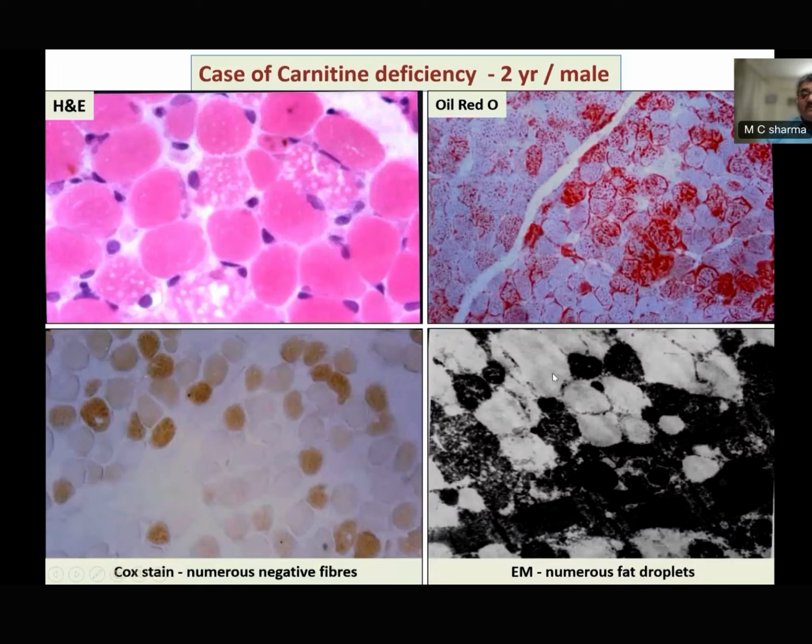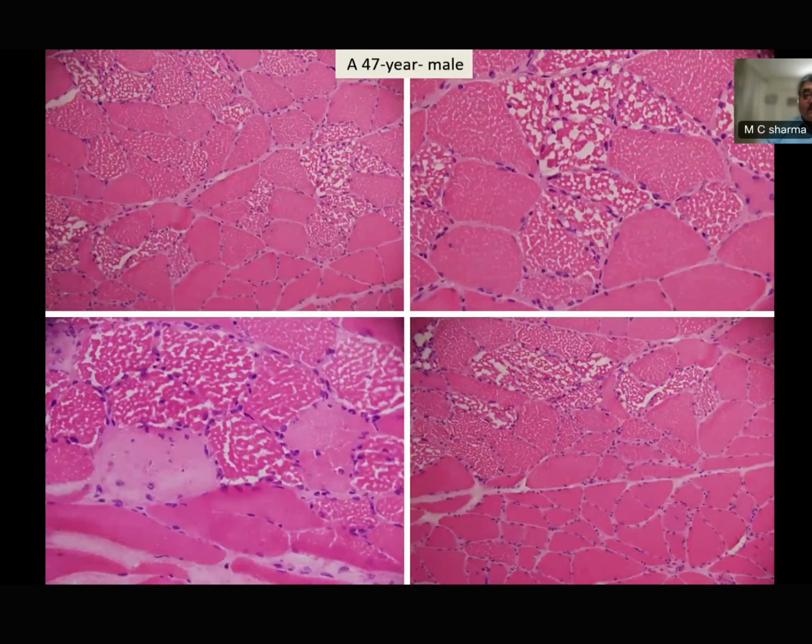this is the electron microscopy. This is a little bit higher magnification. I told you that the lipid looks like frosted glass, opaque. This is another case I mentioned. This is a lipid storage.